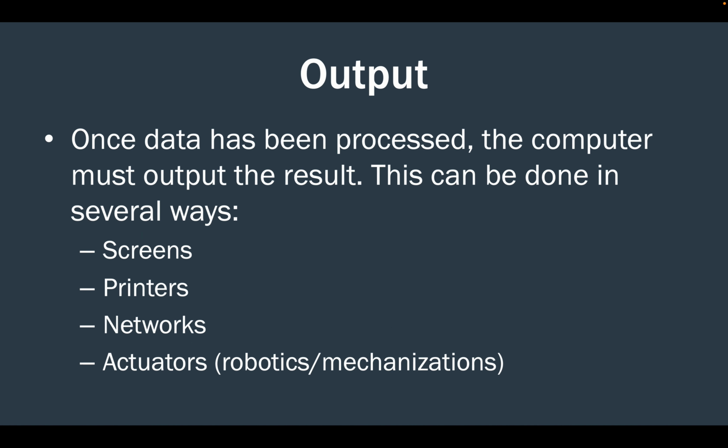For a system to also be useful, we have to have output. So once we've processed data, we need to output the result of this. And this can be done in several ways. The most obvious, of course, is screens. You're looking at one right now. But also printers, networks, and actuators, or what robots use to move around, can be considered types of output device.